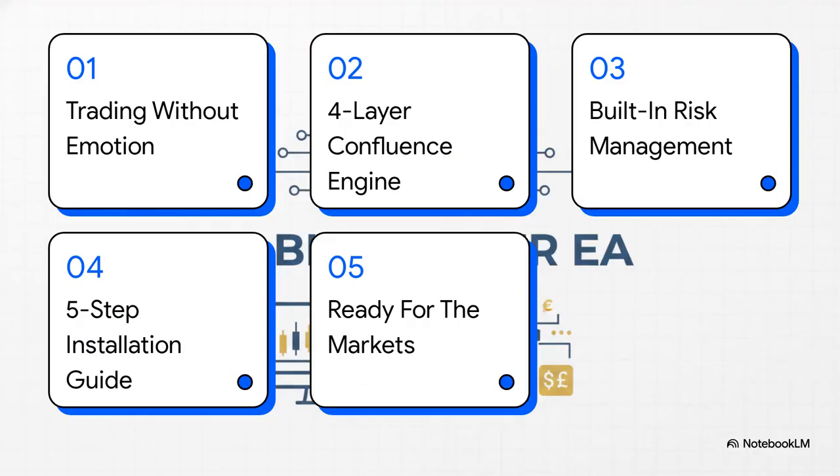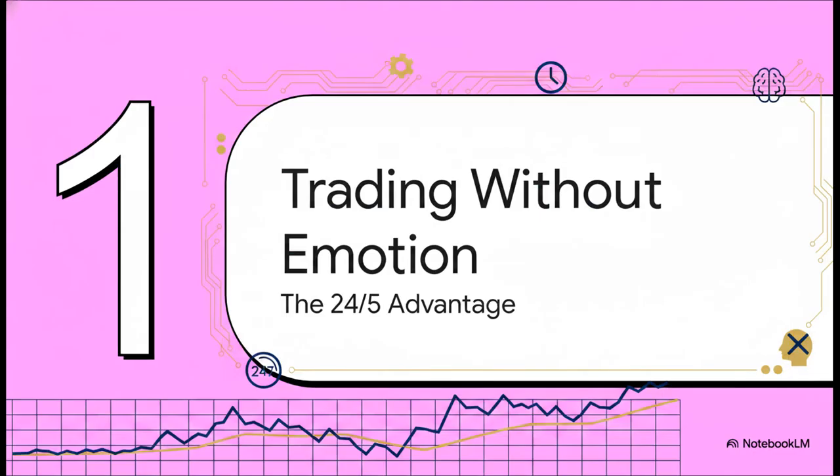So here's our roadmap for today's explainer. 1. Trading without the emotion. 2. The 4-layer confluence engine. 3. Built-in risk management. 4. The 5-step installation guide. And 5. Ready for the markets.